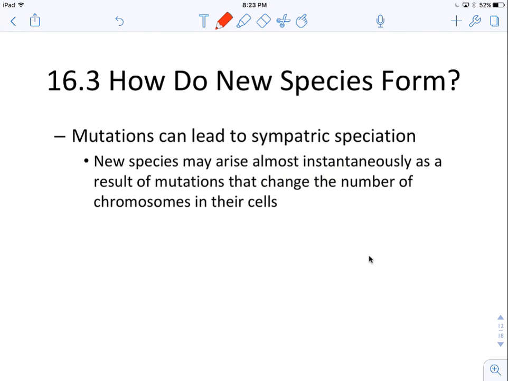Mutations can also lead to sympatric speciation. New species can arise almost instantaneously if the mutations change the number of chromosomes. Then when they mate with the original species, the hybrid will not be viable because of the difference in chromosome number.